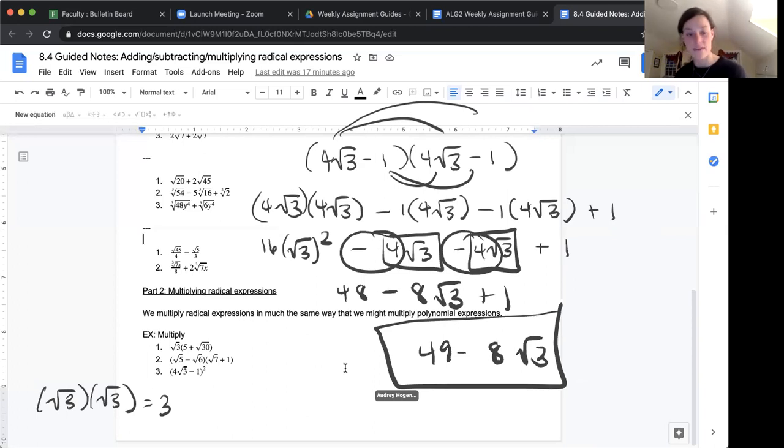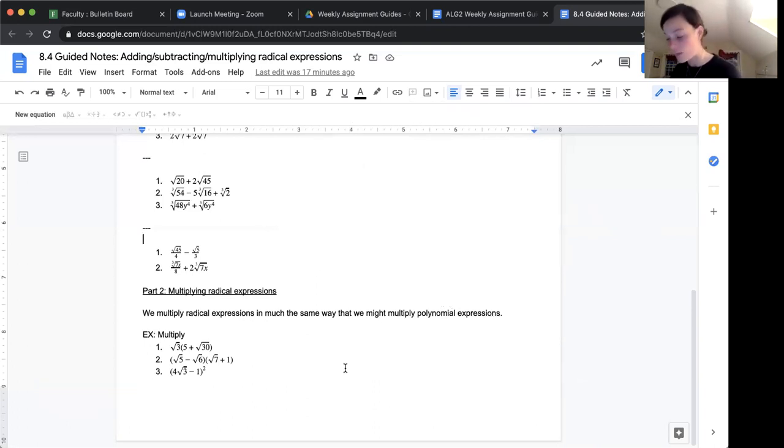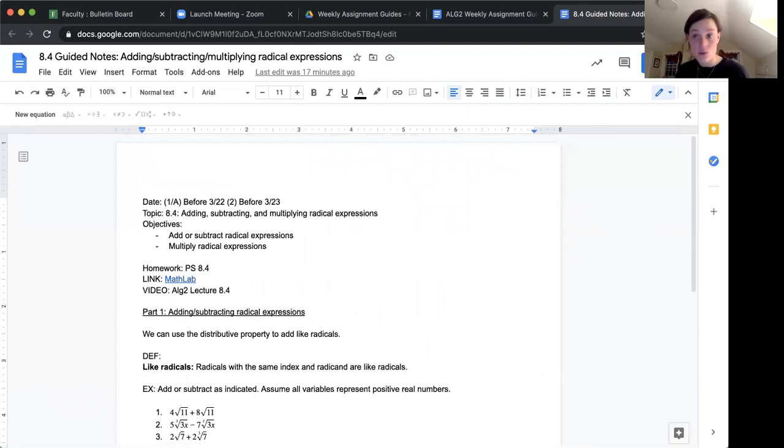So take a second with this problem, or actually all 3 of these problems with multiplication, and make sure you take a second to look at all the steps, see if you're following along with them, see if they make sense to you. And if they do not, then go ahead and ask questions in class. Hopefully the practice problems on Math Lab help you understand this a little better, but if not, please come see me. I'm more than happy to help you out.